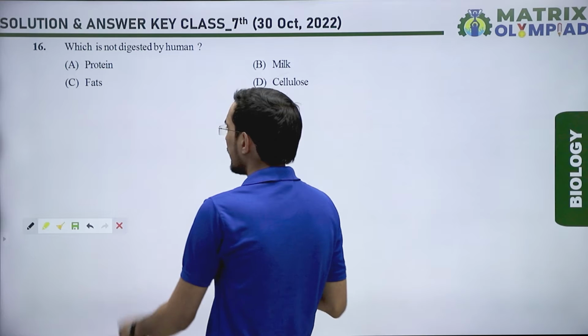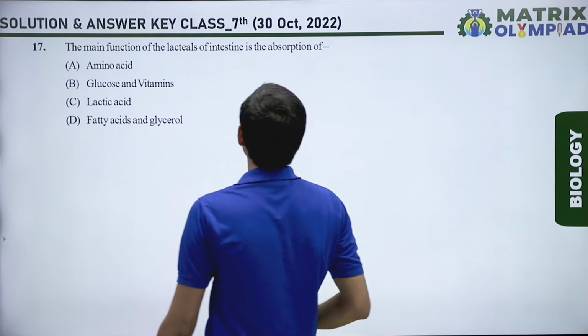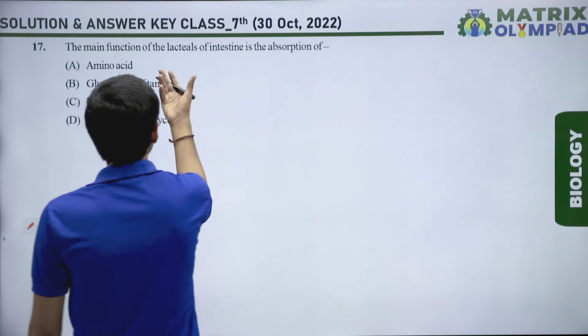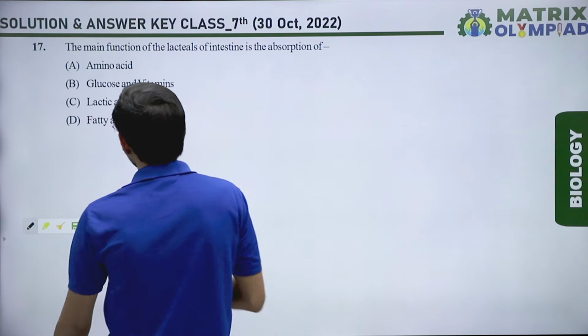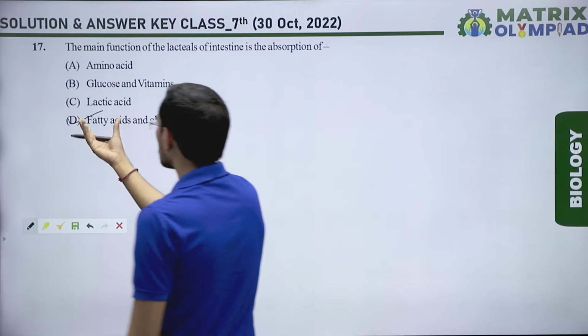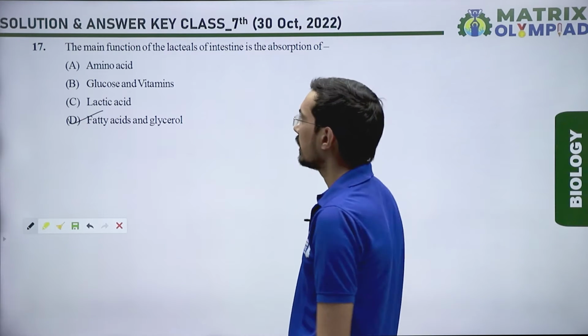Now move to the next question. The main function of lacteals of intestine is the absorption of. Lacteals are the lymph vessels which help in the absorption of fatty acid and glycerol. So our correct answer will be option number D, fatty acid and glycerol. Now move to the next question.